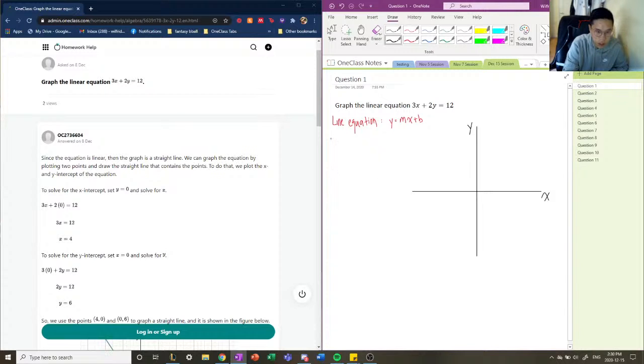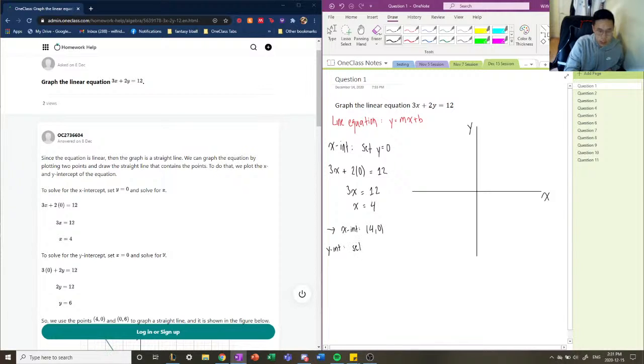So first we're going to calculate the x-intercept. I'm just going to write it short as x-int. We're going to set y to be equal to 0. And if y is equal to 0, we get 3x plus 2 times 0 equals 12. And we got 3x equals 12 and x equals 4. Therefore, x-int is (4, 0). Okay, cool. So let's find the y-intercept.